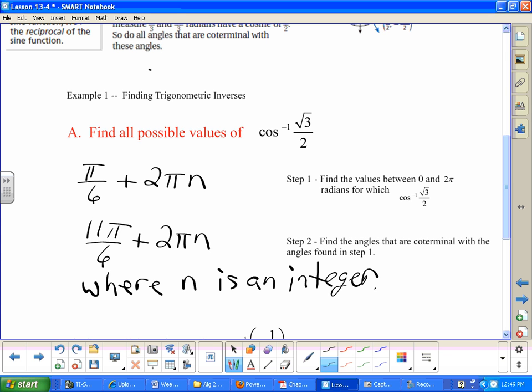Because every time I land at pi over 6, cosine equals square root of 3 over 2. Every time I land at 11 pi over 6, cosine equals square root of 3 over 2. And that's a circle, and circles do not end, right? They go on forever. Okay? And the same thing here. We can go on and on forever. Okay? And let me show you another reason why.